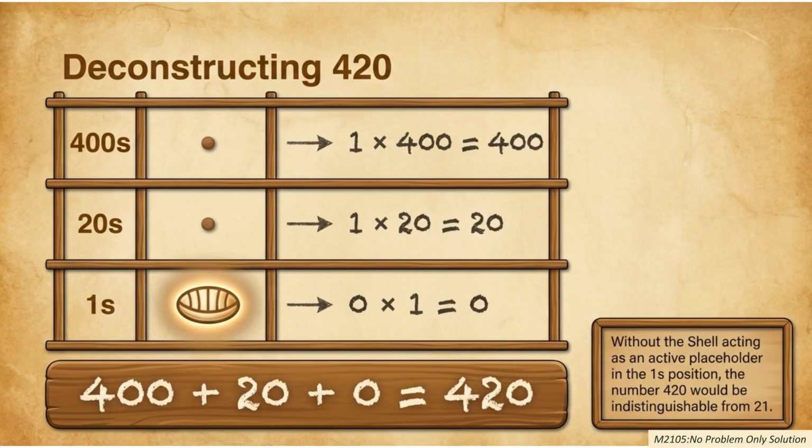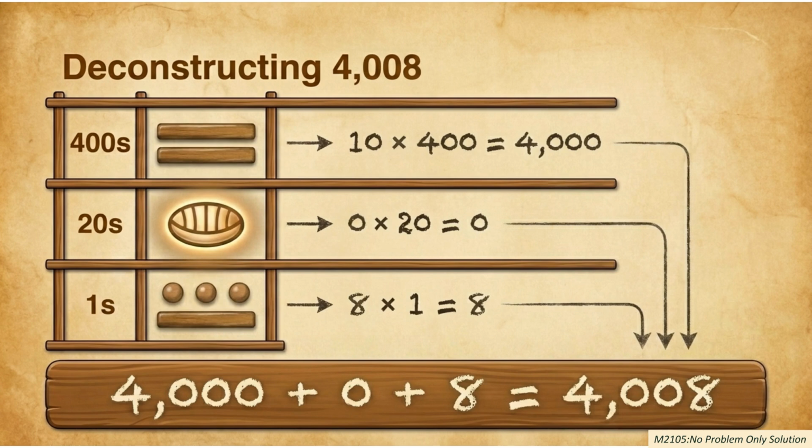The shell is vital as an active placeholder. Without it, the number 420 would be indistinguishable from 21. Similarly, for 4008, the shell serves to correctly position the values, ensuring each digit is calculated according to its vertical tier.